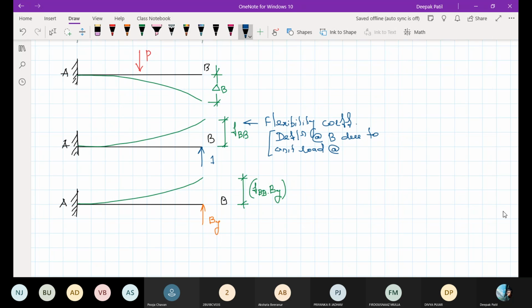at B. Okay, it is the deflection at B due to the unit load at B. That's why I'm putting the suffix B and B. That is, the deflection at B due to the unit load applied at B. That's why I'm calling it FBB. Why F? Because F represents flexibility coefficient. So this FBB is called the flexibility coefficient, and the definition is the deflection at B due to the unit load at B. Is it clear up to this point? Are you clear? Yes, sir.